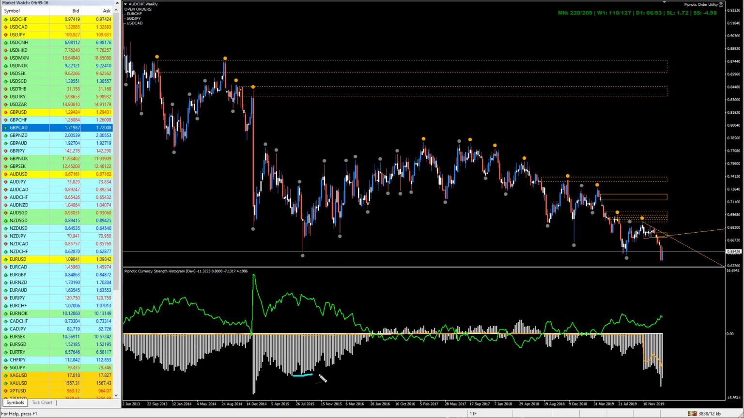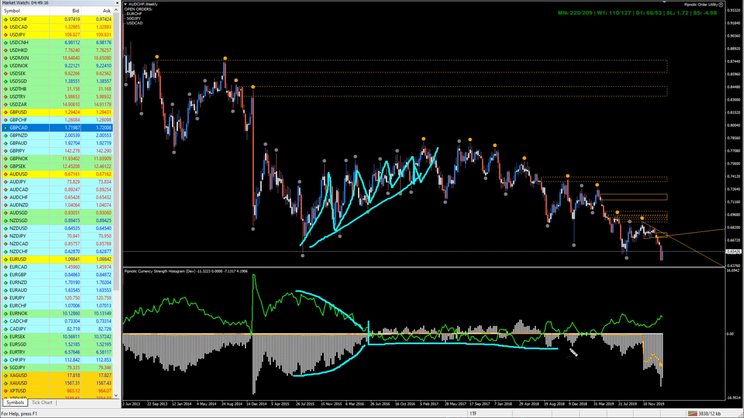So you can see that we had the Aussie dollar slowly, this move up is a result of the Swiss franc getting weaker, not the Australian dollar getting stronger. Okay, so you can see the Swiss franc getting weaker. You can see the Australian dollar showing a little bit of strength. We're starting to move higher.